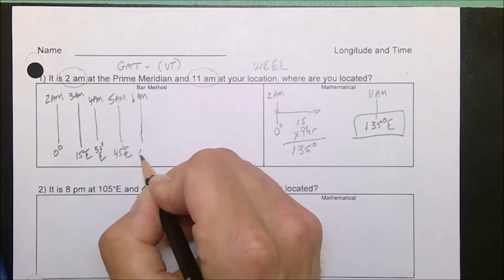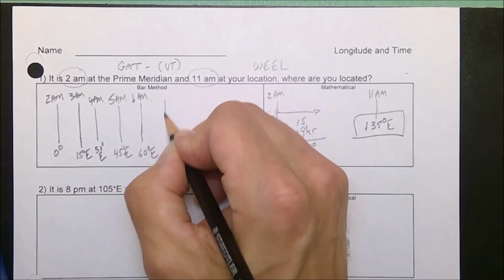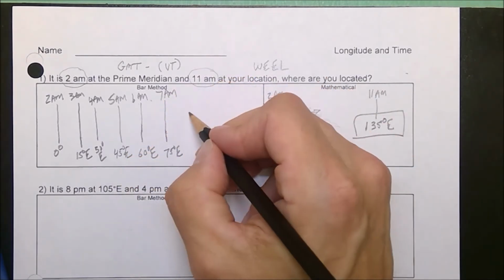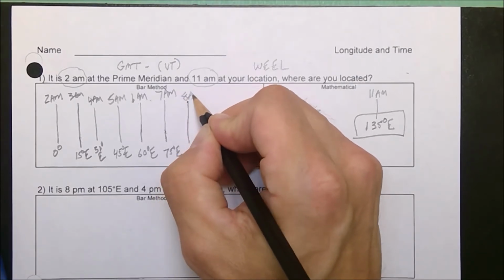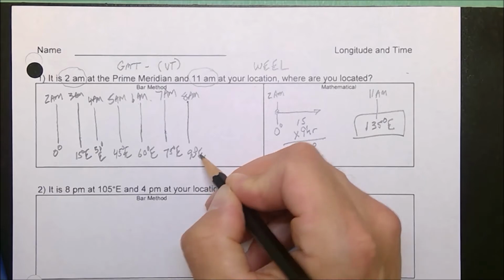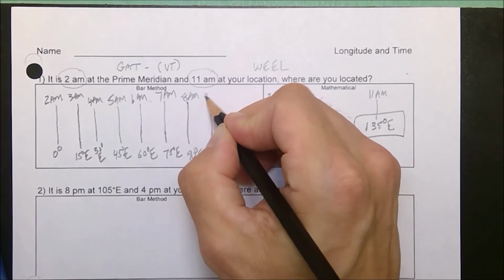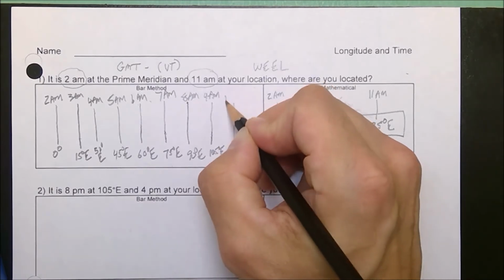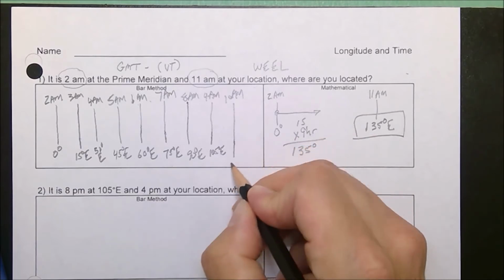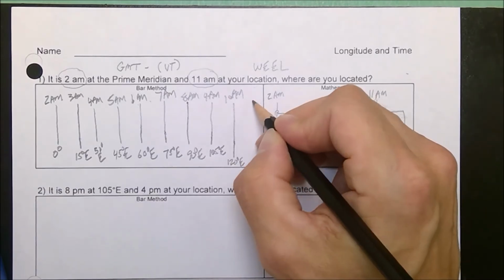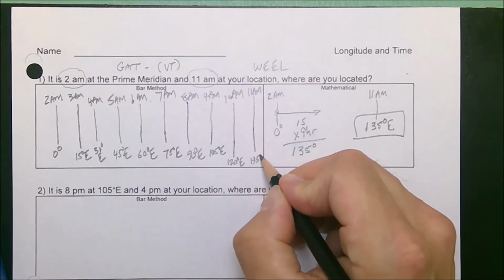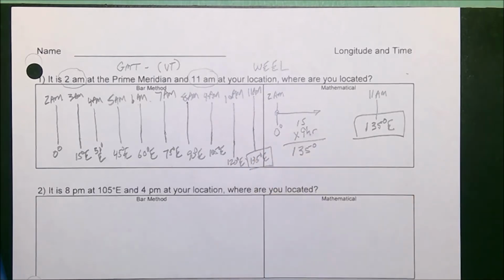6 a.m. would be 60 degrees east. 7 a.m. would give me 75 degrees east. 8 a.m. I would go to 90 degrees east. 9 a.m. brings me to 105 east. 10 a.m. would be 120 degrees east. And finally, to get all the way to 11 a.m. in the morning, I'd have to travel to 135 degrees east. So if you draw all the lines, you'll see that it would be a check.